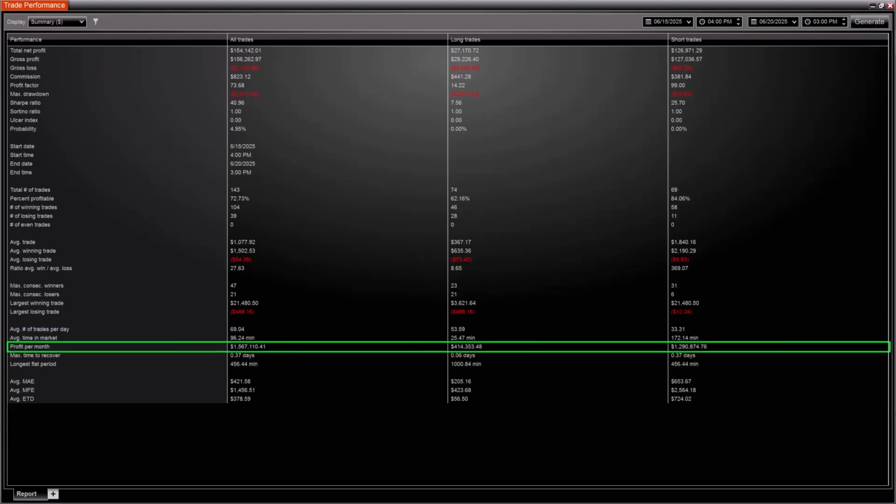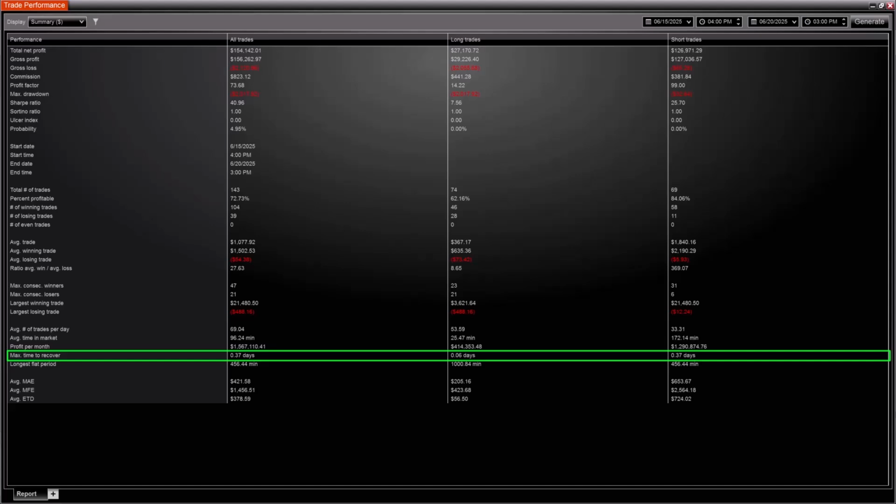Profit per month scales net profit to a monthly average. In triangulation, it's directionally useful, but misleading if you had an exceptional week. You're on pace for high profitability as long as trade conditions persist, but you're not scaling just for volume, you're scaling for precision. Max time to recover measures the longest stretch of time it took to recover from a drawdown back to a new equity high.